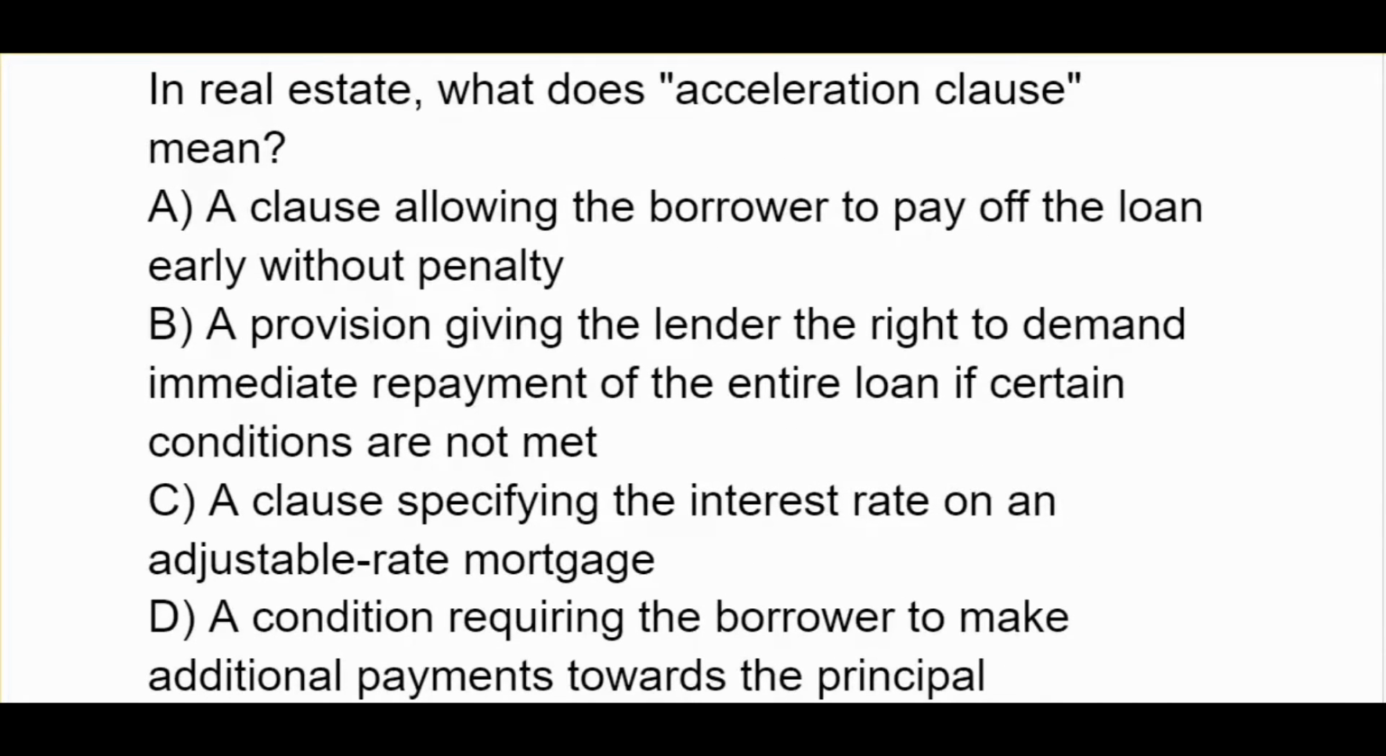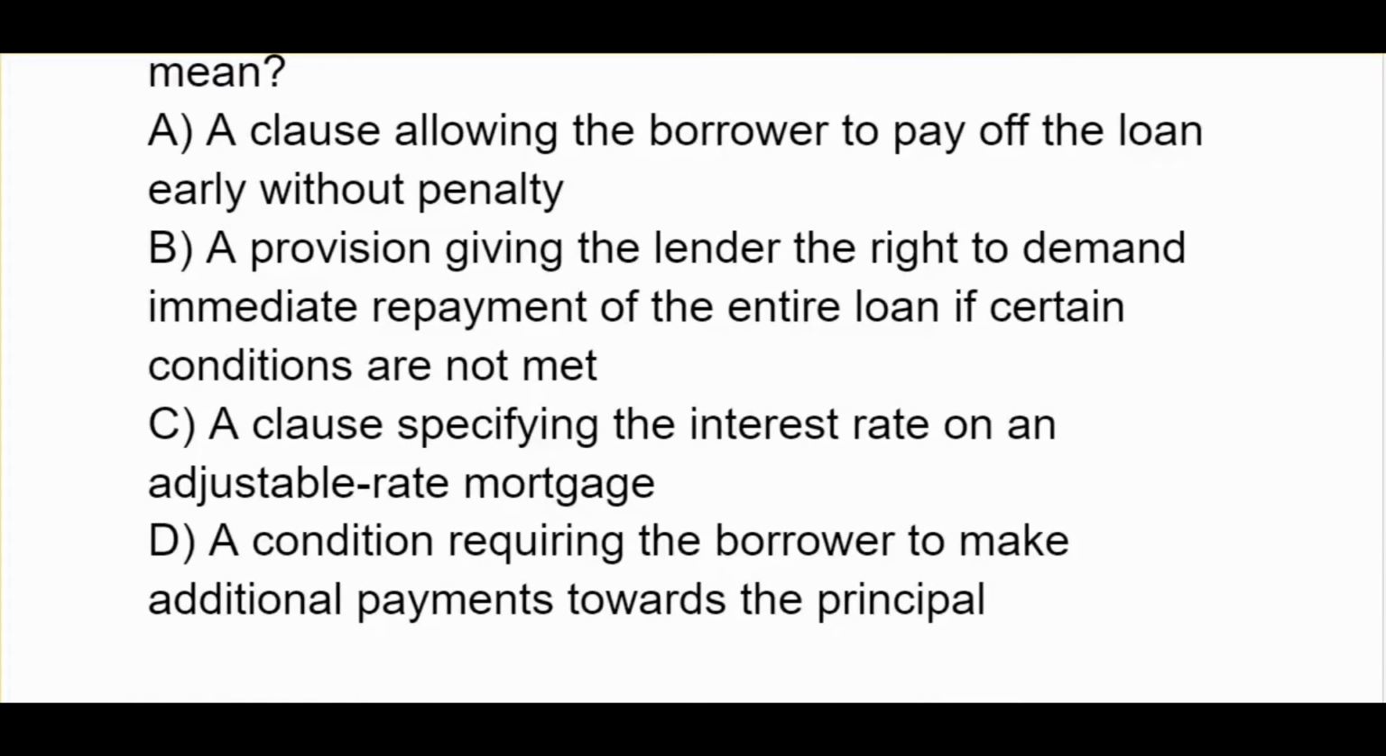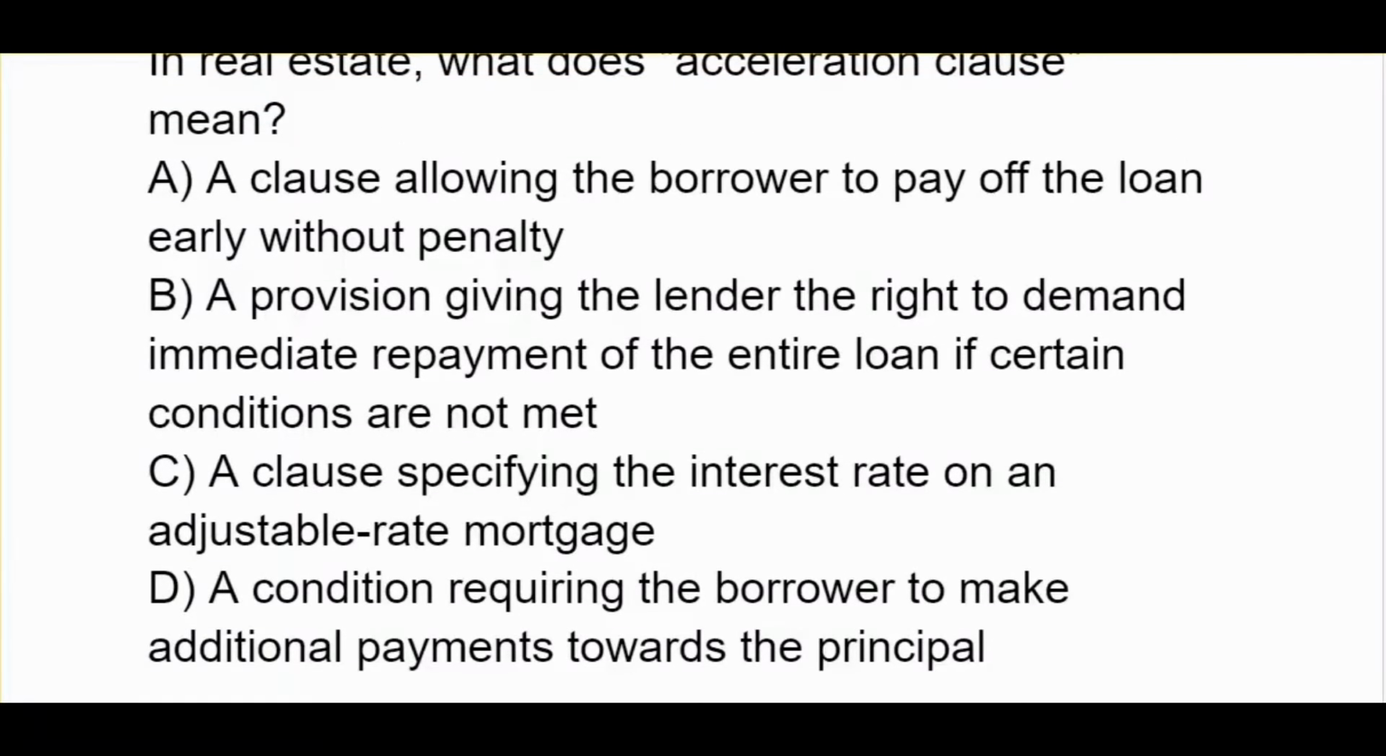In real estate, what does acceleration clause mean? A, a clause allowing the borrower to pay off the loan early without penalty. B, a provision giving the lender the right to demand immediate repayment of the entire loan if certain conditions are not met. C, a clause specifying the interest rate on an adjustable rate mortgage. D, a condition requiring the borrower to make additional payments towards the principal.